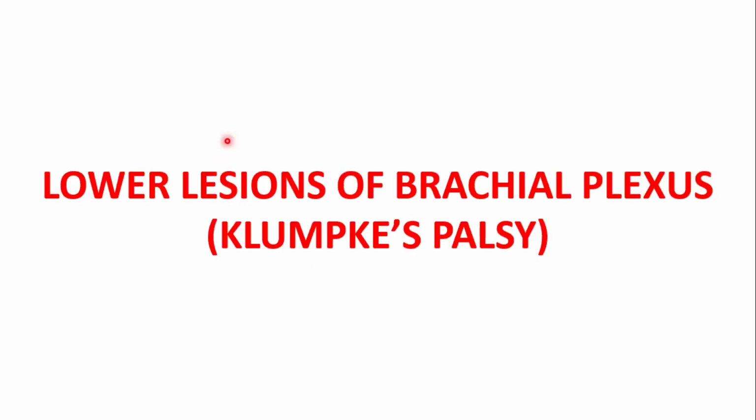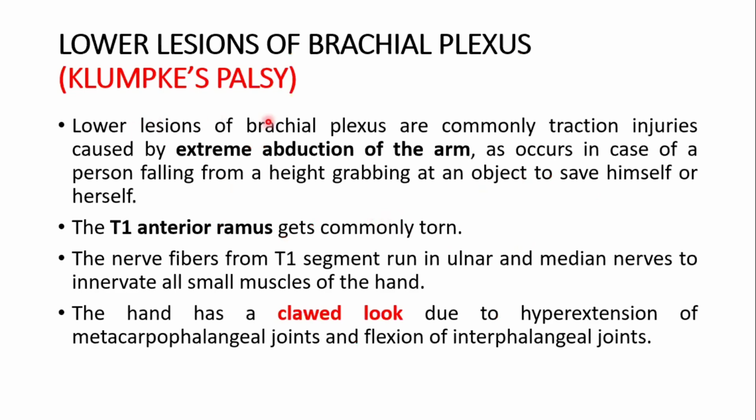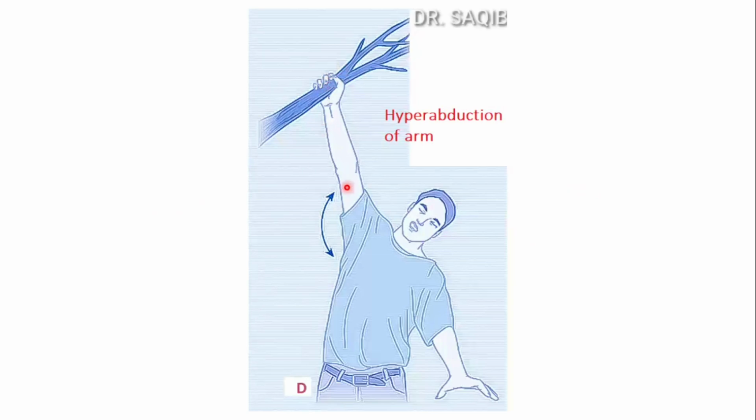So that was all about the upper lesions of the brachial plexus. Now the lower lesions of the brachial plexus, the Klumpke palsy. Lower lesions of the brachial plexus are commonly traction injuries caused by extreme abduction of the arm, as occurs in the case of a person falling from a height, grabbing at an object to save himself or herself, to break the fall, right? You could see this is the hyperabduction of the arm. Here you could see this is the angle. He's catching at a tree while falling.